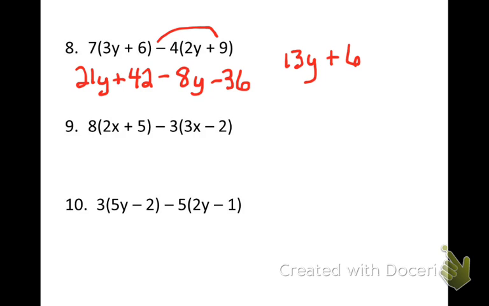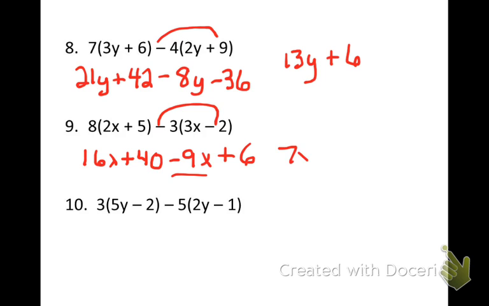Distributing here, 8 times 2x is 16x, 8 times 5 would be plus 40. We're distributing a negative 3, so negative 3 times positive 3x would be negative 9x. Negative times negative is plus 6, and right there is probably the biggest mistake with distributing. A negative times a negative is a positive. 16x minus 9x would give me 7x. 40 plus 6 would give me 46.